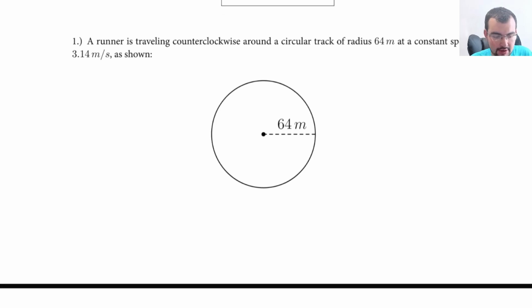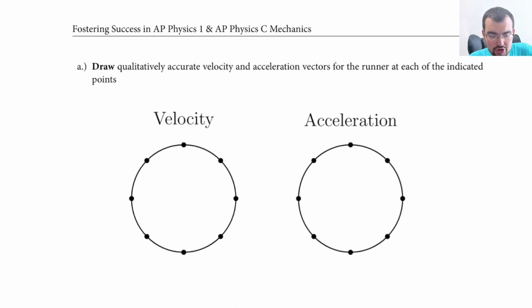So we'll just start. A runner is traveling counterclockwise around a circular track of radius 64 meters at a constant speed of 3.14 meters per second. How interesting. What an interesting value of speed I chose. So we want to draw qualitatively accurate velocity and acceleration vectors for the runner at each of the indicated points. Well, the velocity vector will always be tangent to the circle, because that's the way you're currently going. And the acceleration will always be directed into the center of the circle, perpendicular to velocity.